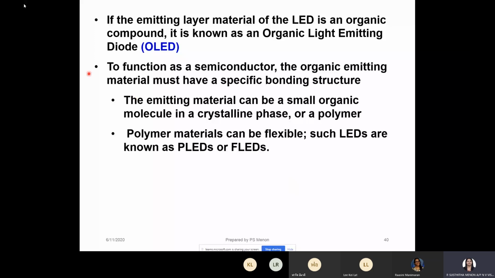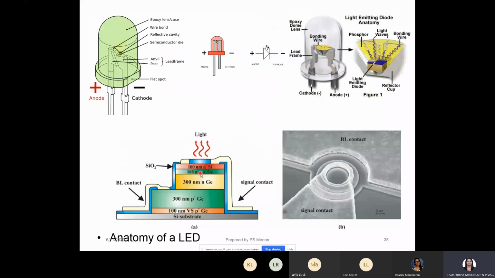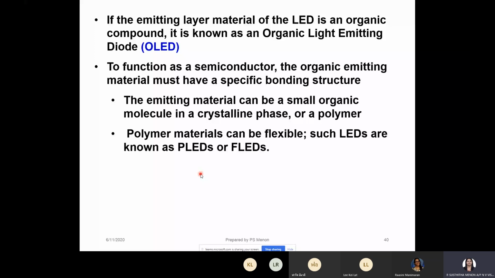What if the emitting layer material of the LED is an organic compound? Just now, the active material was a semiconductor, so we call it a semiconductor LED. You can replace the active material with an organic material, so it's called Organic Light Emitting Diode, or OLED. To function as a semiconductor, the organic emitting material must have a specific bonding structure. The emitting material can be a small organic molecule in a crystalline phase or a polymer. If it's a polymer material, it can be flexible. Polymer means like plastic. This kind of flexible LED is called PLED or FLED.